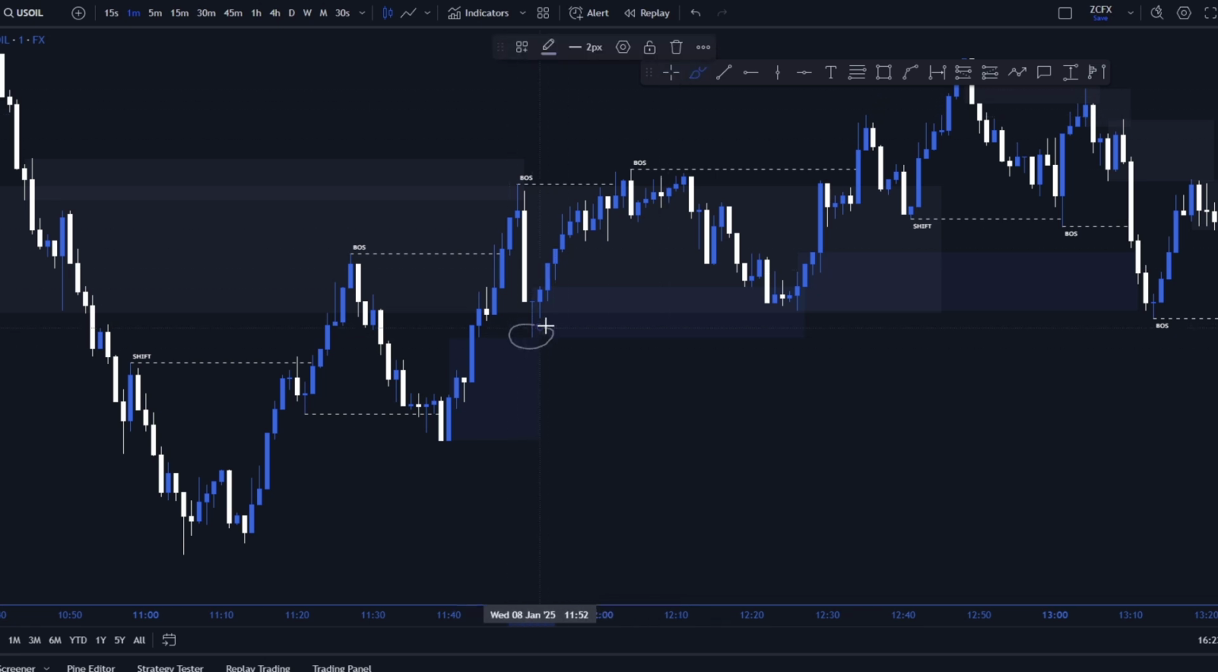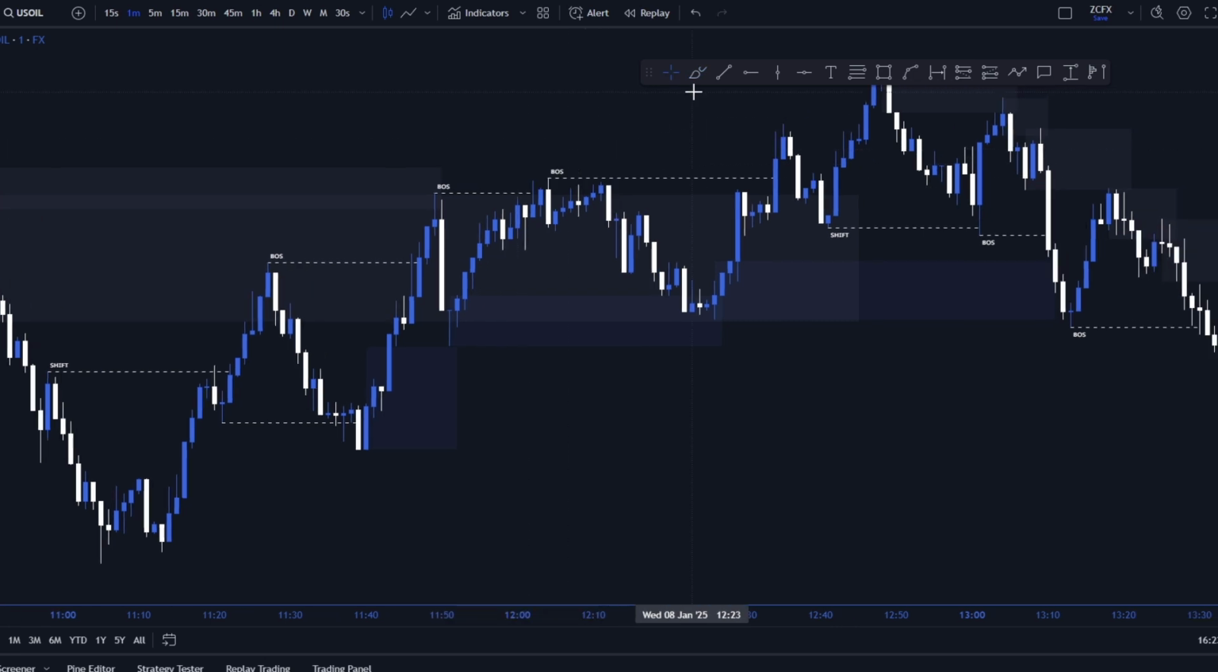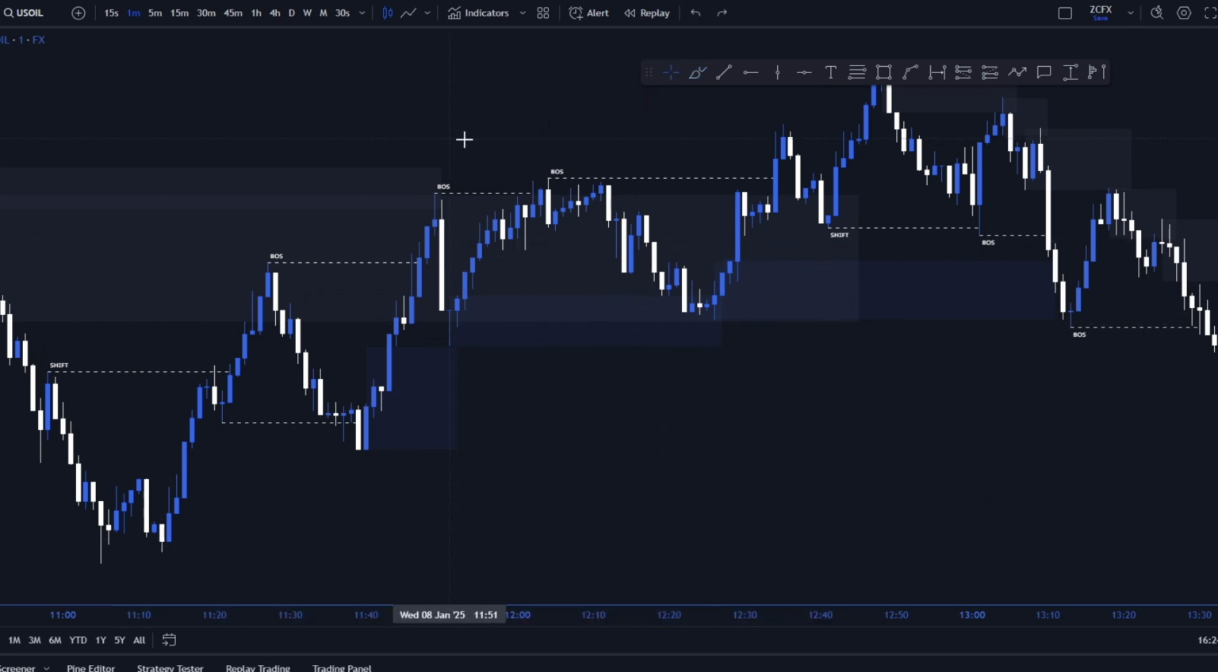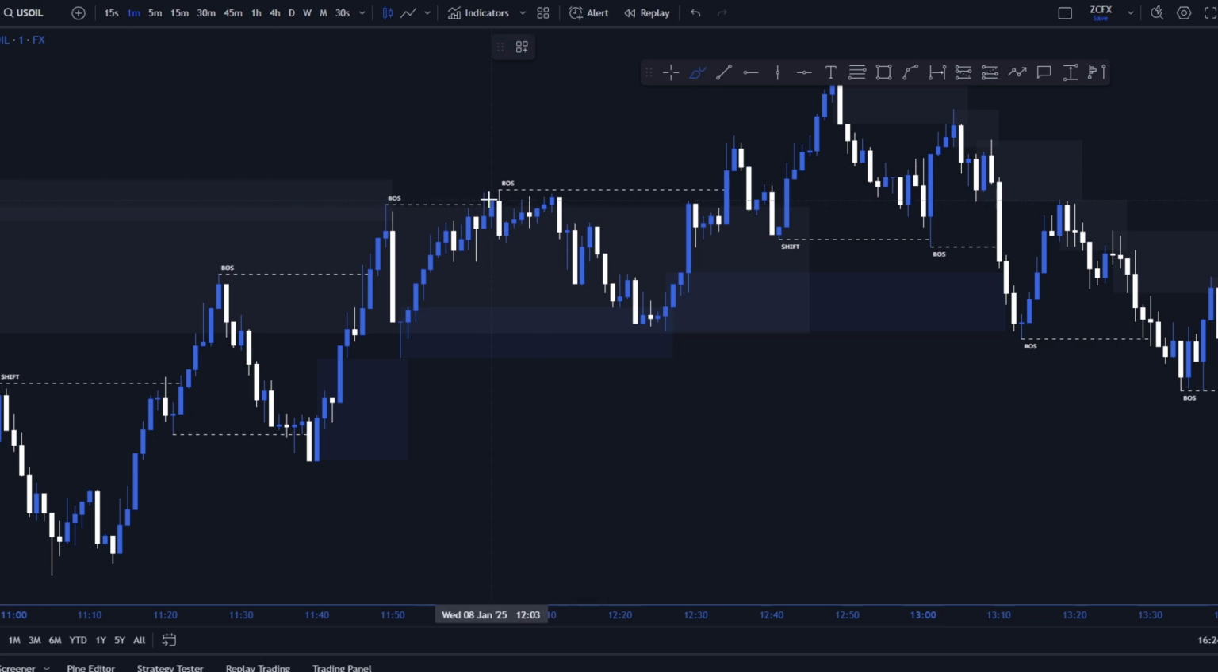Okay, so again, another mitigation of this demand POI, and then price moves bullish, taking out this previous higher high. We then have a bit of a demand chain, because this is where the previous mitigation was, and the previous mitigation here was here. So it seems like within this vicinity is where the mitigations are occurring, essentially.